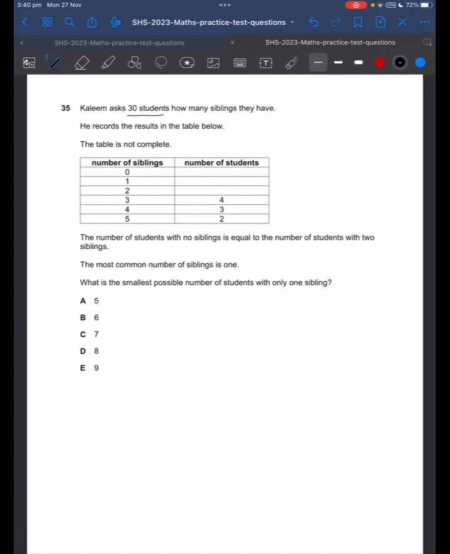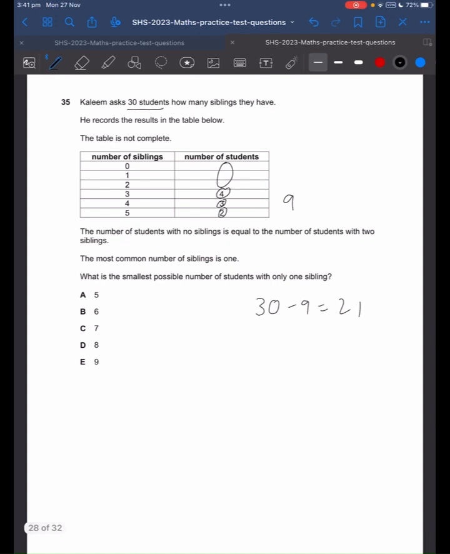So how do you find the smallest possible number of students with only 1 sibling? Well, first of all, we find out how many students we have left. So 4, 3, 2, add them together, we get what? That gives us 9. 30 minus 9 gives us 21. So 21 are distributed across these 3 rows. Now the question says the number of students with no siblings is equal to the number of students with 2 siblings. So from here, you can use a bit of guess and check.